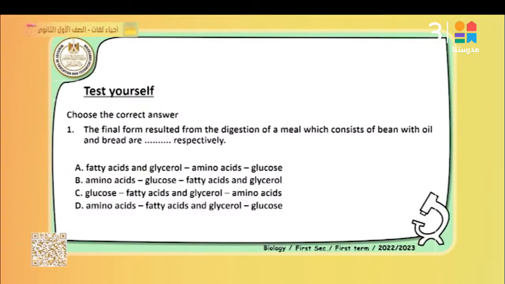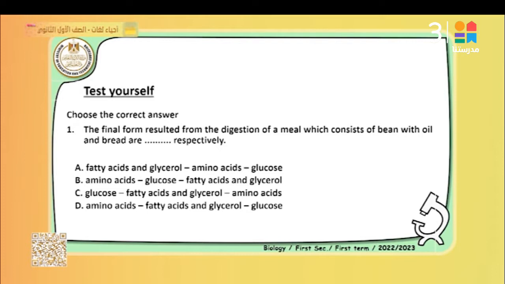Choose the correct answer from Test Yourself. The final products of digesting a meal consisting of beans, oils, and bread are, respectively: for beans, the building unit is amino acids; for oils, the building units are fatty acids and glycerol; and for bread, the building unit is glucose. So the best answer is D.